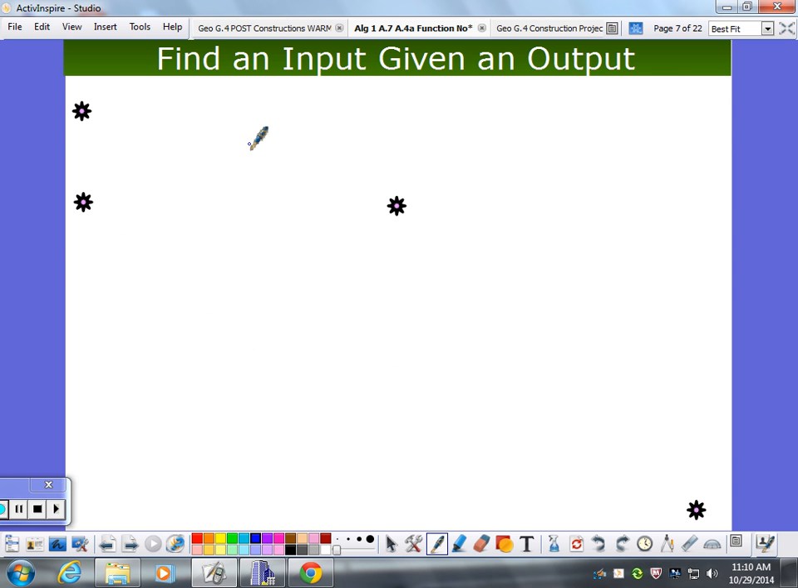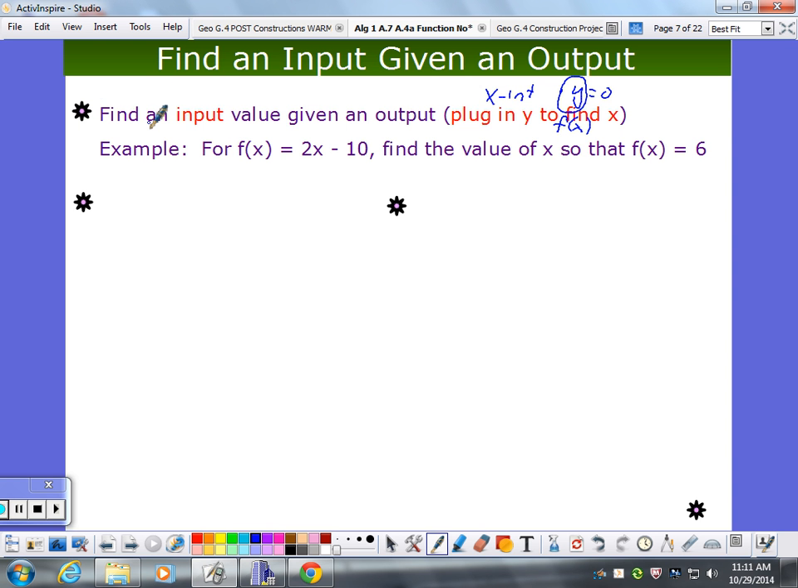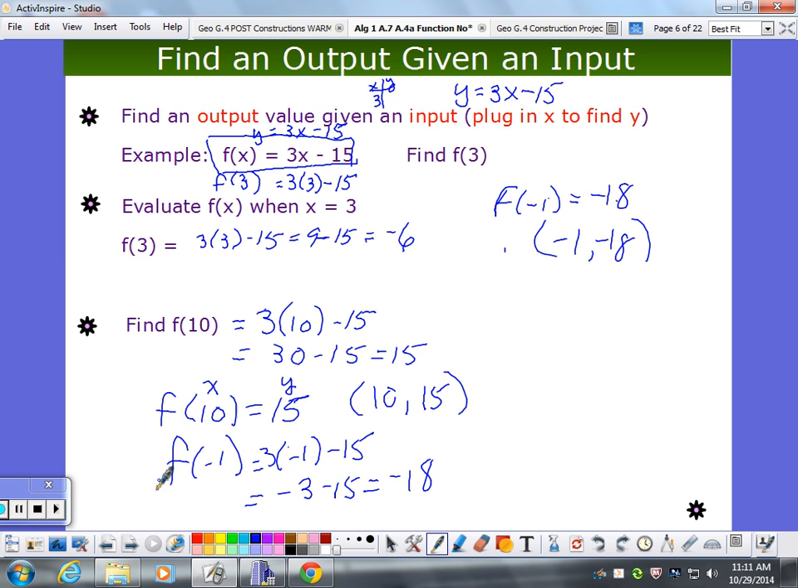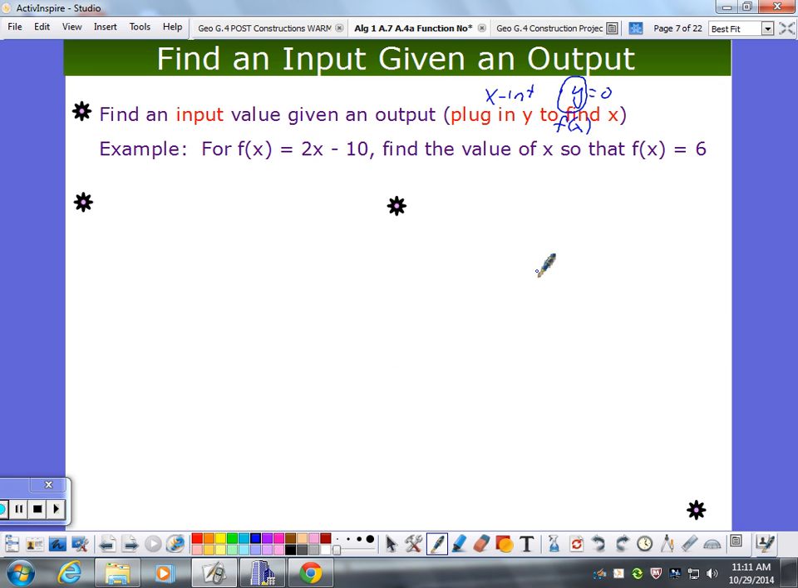Now, we can think about it another way. When we were solving for x-intercept, remember you had to set the y equal to 0? Well, remember y is like our output. Y is now the same as f of x. So sometimes we're going the other way. This way, I'm giving you an x, I want you to find the y. Now I'm giving you a y, and I want you to find the x. So, here's an example.